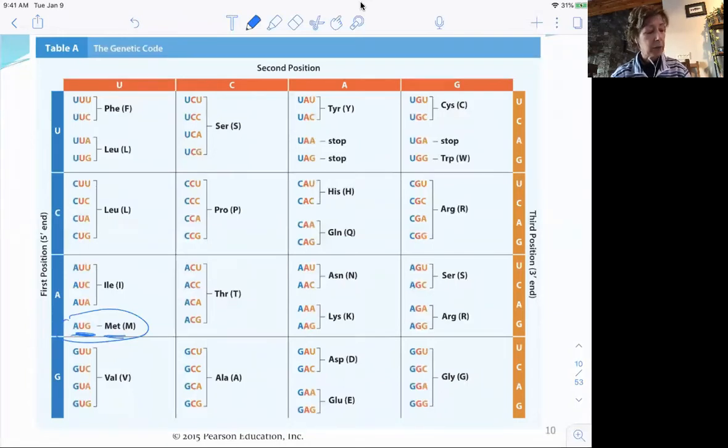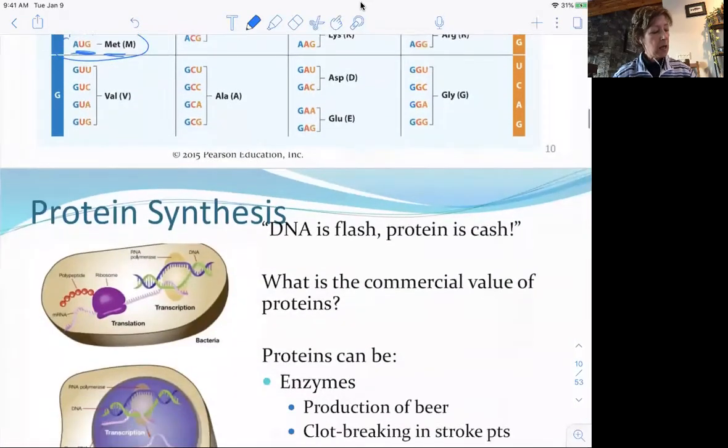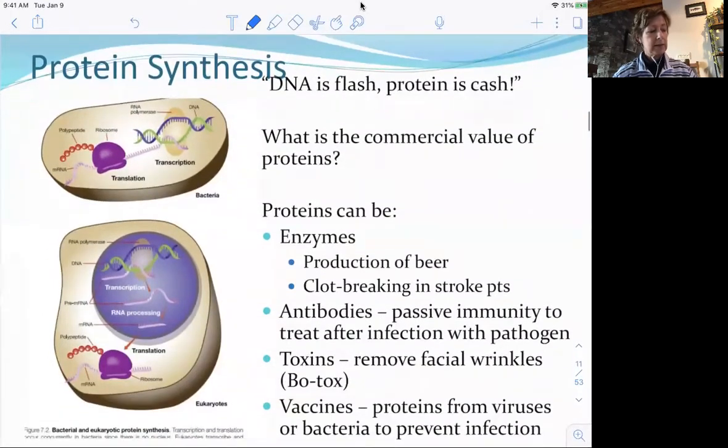And then our stop codons are codons that don't correspond to any amino acids. So UAA, UAG, and UGA. And this, of course, is looking at the messenger RNA. So we'll go through a little worksheet if you haven't done something like this before, where you take a sequence and then you use that to predict from the DNA to the RNA to the protein sequence, and you can follow that through then. So again, DNA is cash, protein is cash.